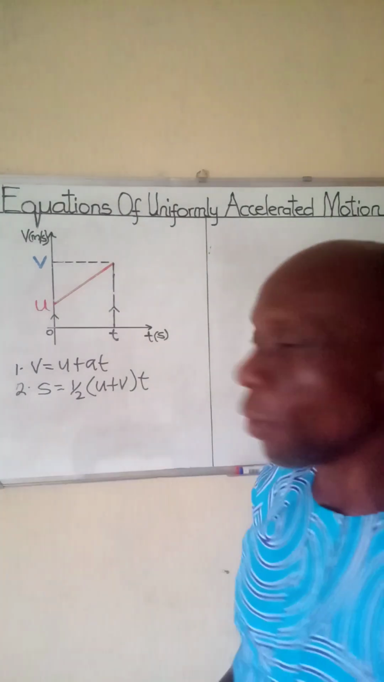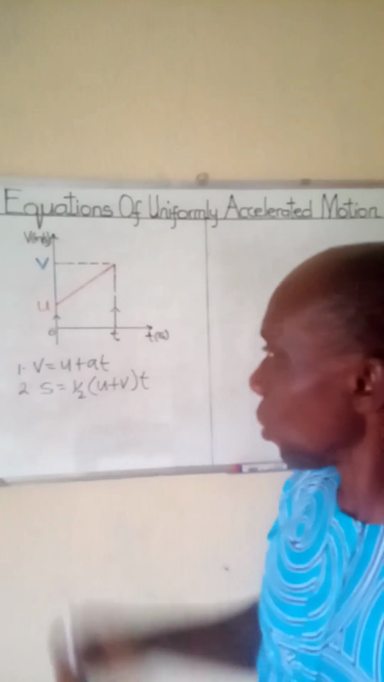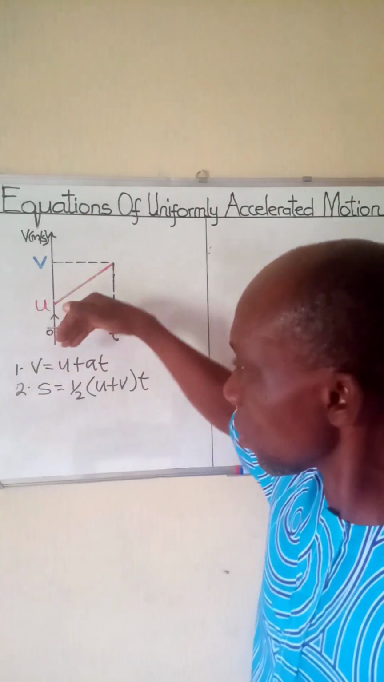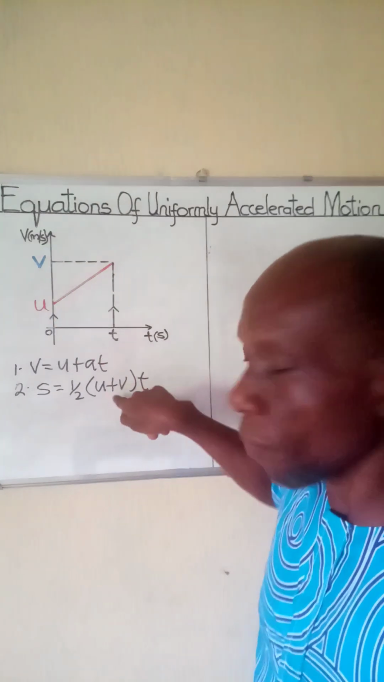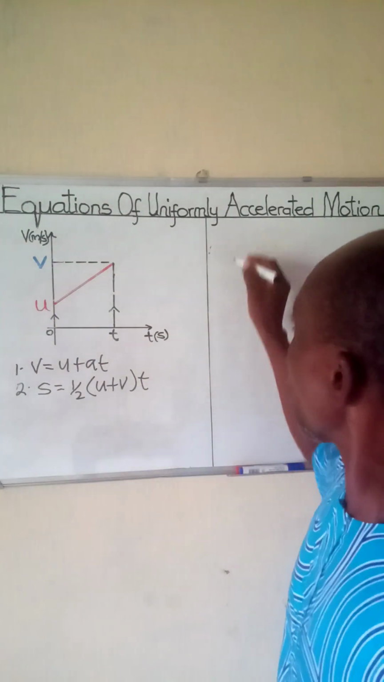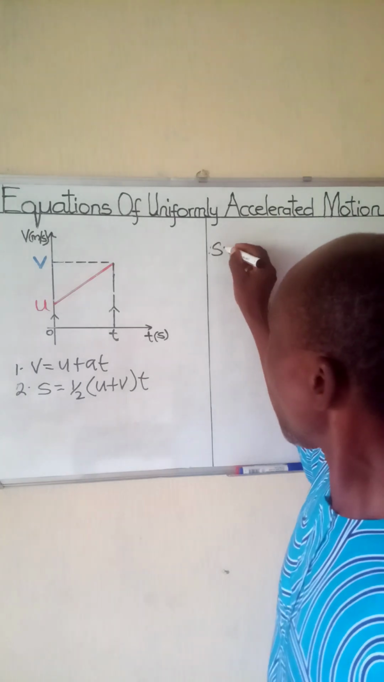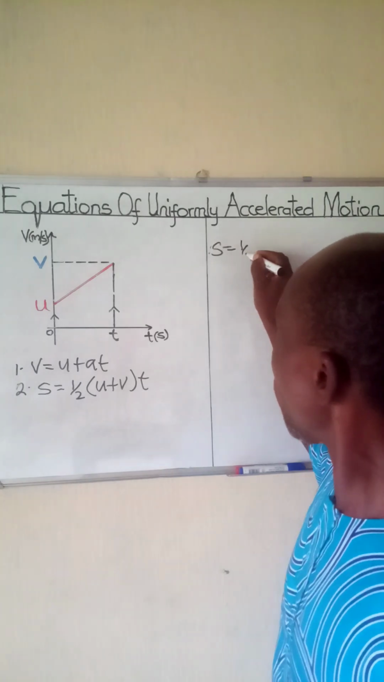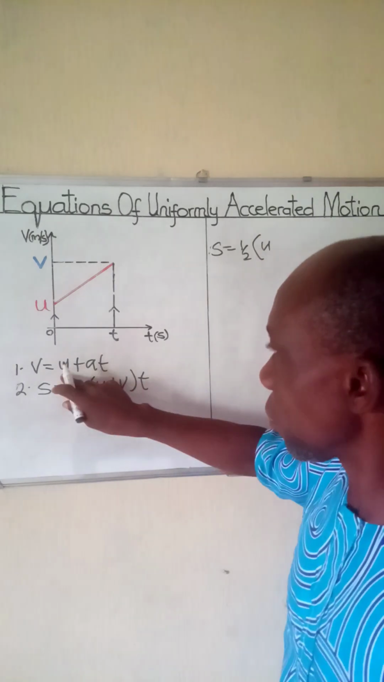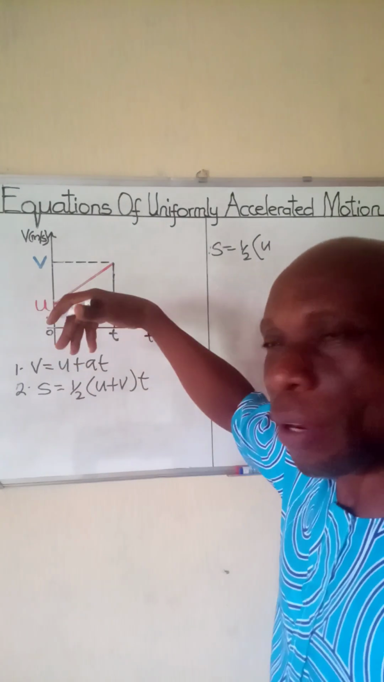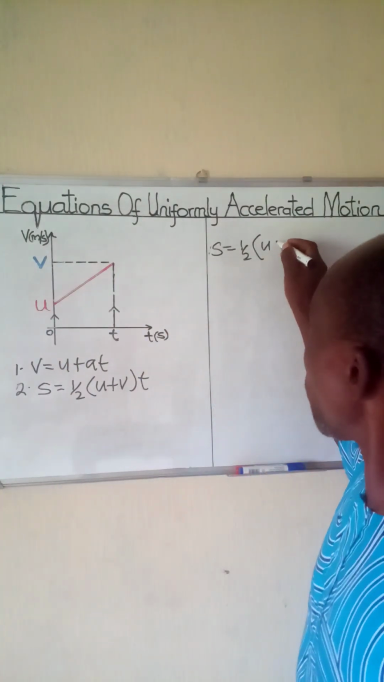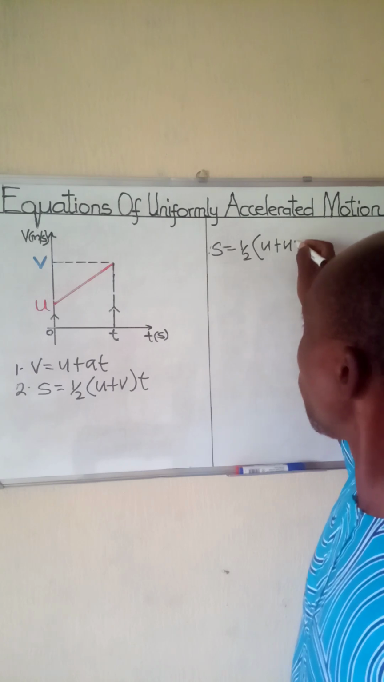Now, the next thing we are going to do to get the next equation, we will come to equation 1 where V equals U plus AT, and then substitute U plus AT for the V we see in equation 2. That's all. So equation 2 in that case will become S equals half. Remember, this is U. So in place of V, we are putting U plus AT. We are substituting the value of V in equation 1 into equation 2. So that will be plus U plus AT.